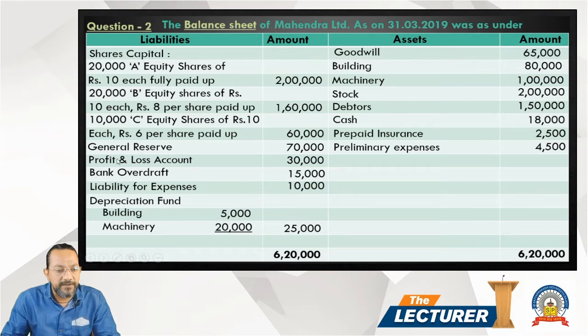General reserve 70,000, profit and loss, accumulated profit, bank overdraft, current liability, and liability for expense, also a current liability, depreciation fund, which is known as accumulated depreciation. On the asset side: goodwill, building, machinery, stock, debtor, cash, prepaid insurance, and preliminary expenses, which is known as a fictitious asset.